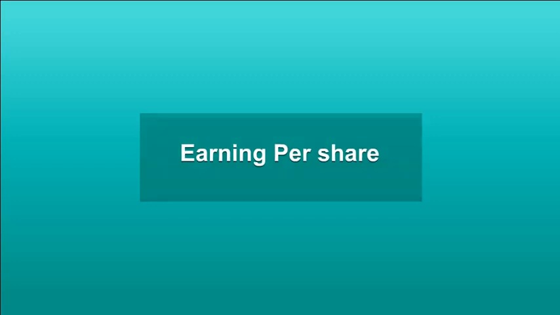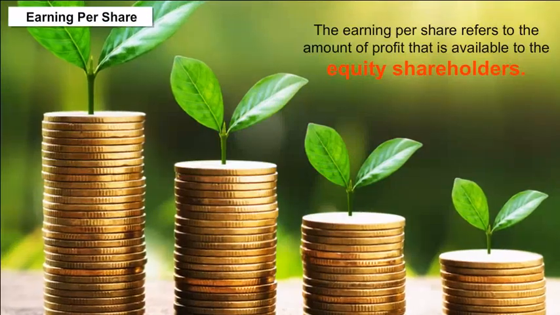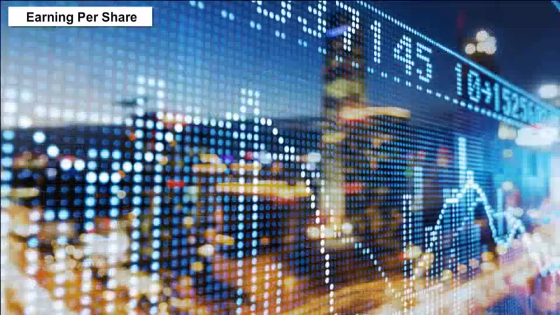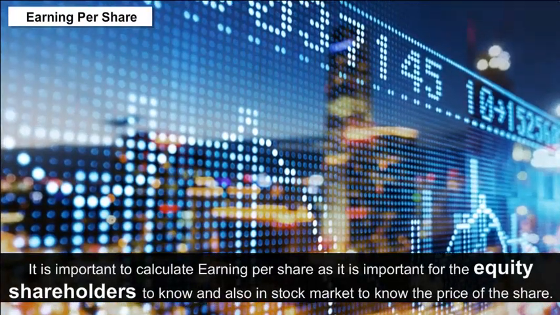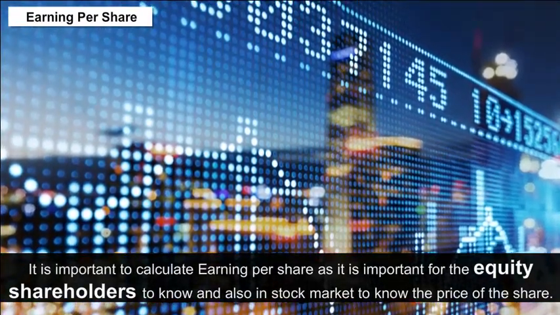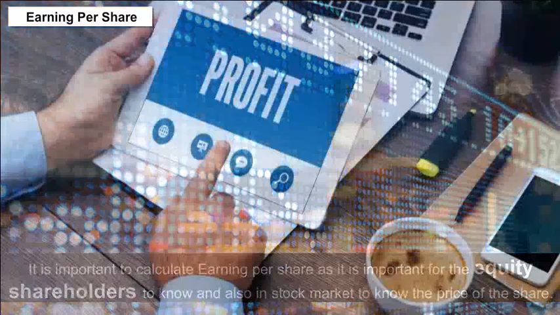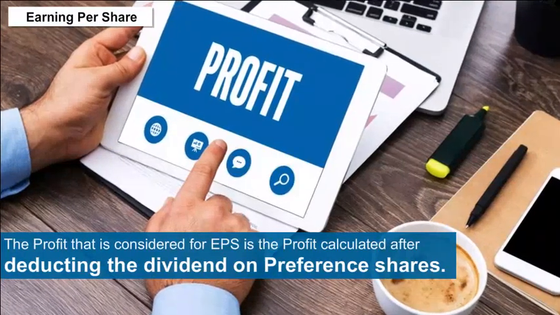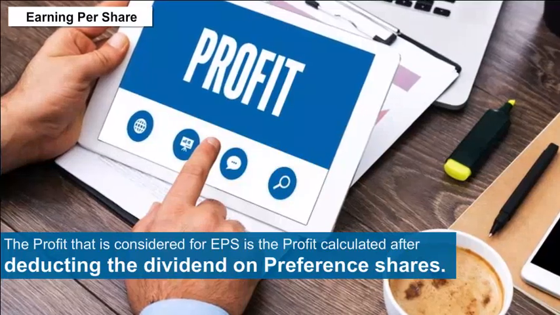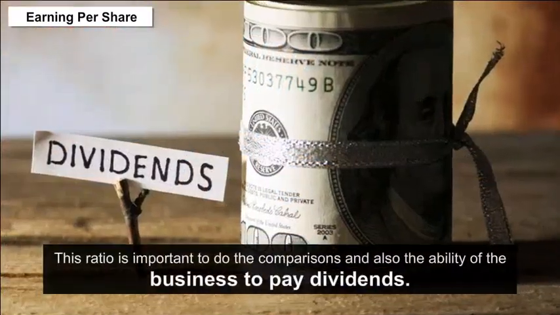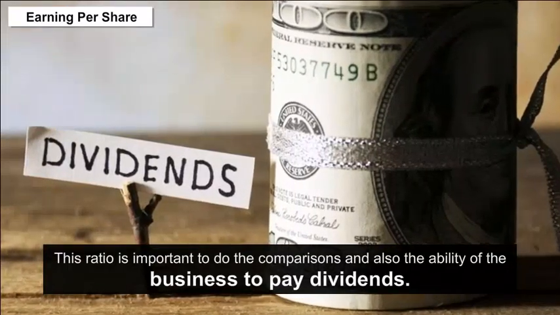Earning per share. The earning per share refers to the amount of profit that is available to the equity shareholders. It is important to calculate earnings per share as it is important for the equity shareholders to know and also in stock market to know the price of the share. The profit that is considered for the EPS is the profit calculated after deducting the dividend on preference shares. This ratio is important to do the comparisons and also the ability of business to pay dividends.